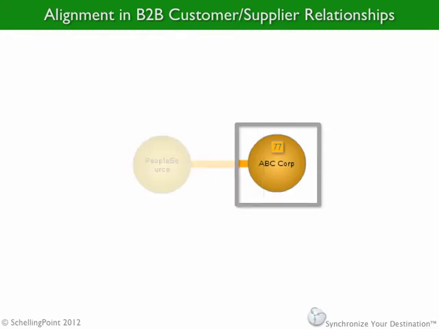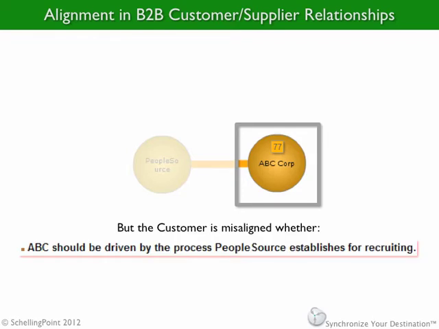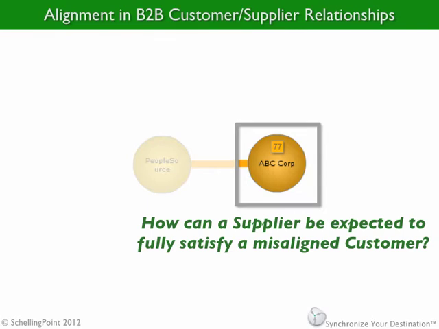So if we have a quick look at a case study, here's an example of an opinion where all of the customer personnel were aligned around that opinion. And here is an example of one of the opinions where it was surfaced that there was strong misalignment within the customer. So of course the point here is, how can a supplier be expected to fully satisfy a misaligned customer?